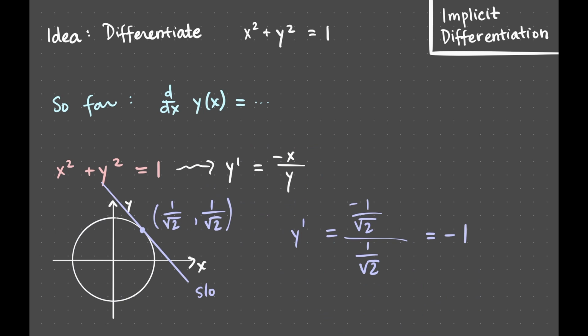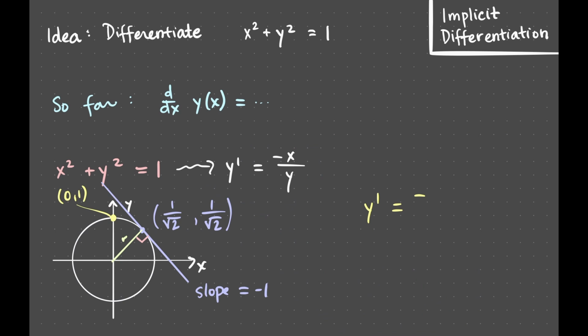Geometrically, this seems to make sense, since the tangent line passing through the point 1 over square root 2, 1 over square root 2 is perpendicular to the radius extending to this point, which has slope 1. As another example, consider the point 0, 1, which belongs to the unit circle, as the point on top of the unit circle. The slope there is given by minus x over y, or minus 0 over 1, which is just 0. This makes sense because the circle is flat there.